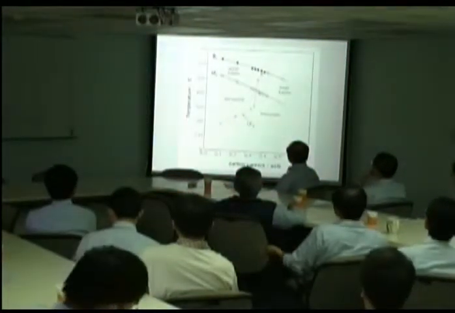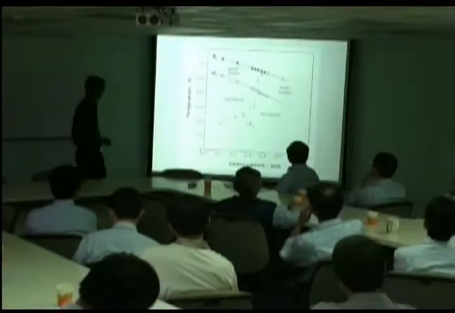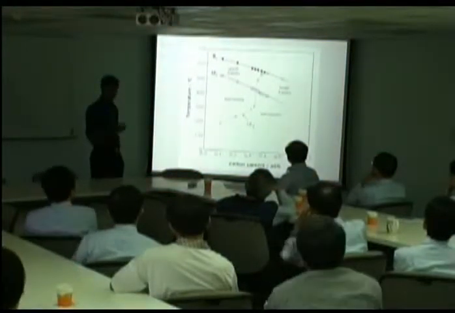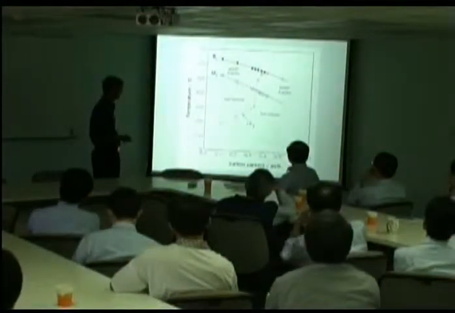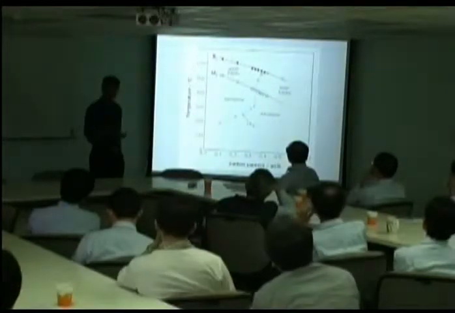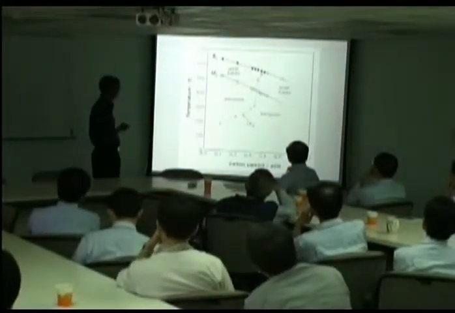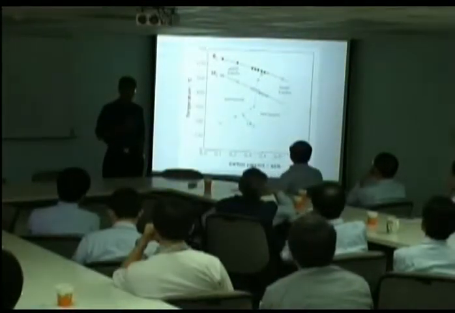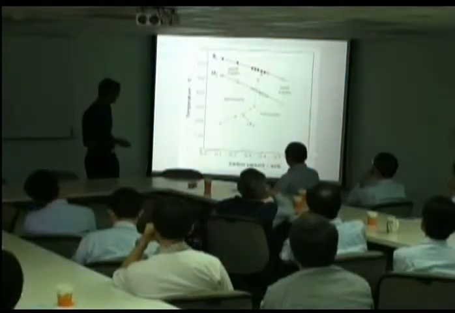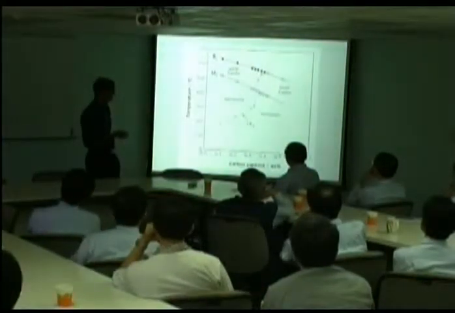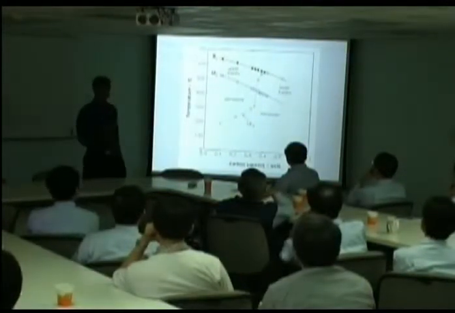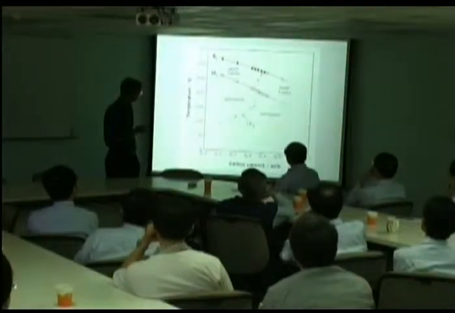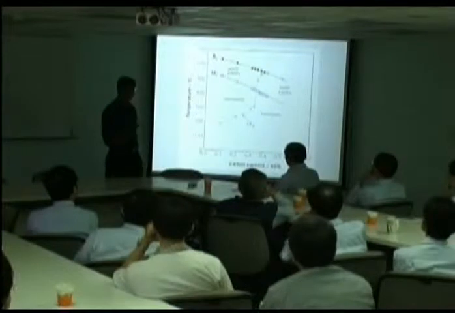because the model made these predictions. So I'm plotting here temperature versus carbon concentration. And what it says is that if I have a plain carbon steel, which has a carbon concentration less than about 0.4 weight percent, I go from upper bainite directly to martensite, no lower bainite. If I have a carbon concentration greater than that, then I go directly from lower bainite to martensite and do not have upper bainite. That was the prediction. There's a region in between where I first get upper bainite, then I get lower bainite, and then I get martensite.